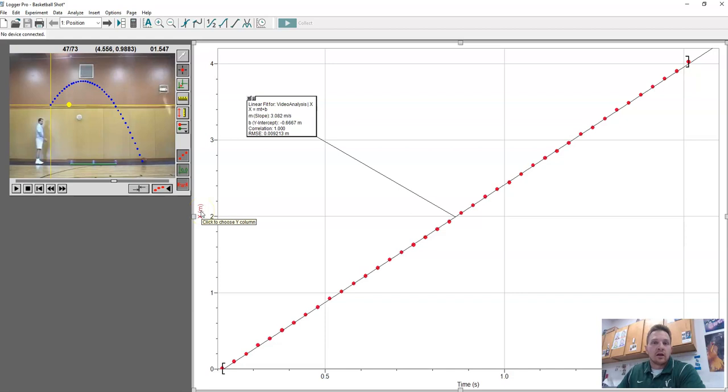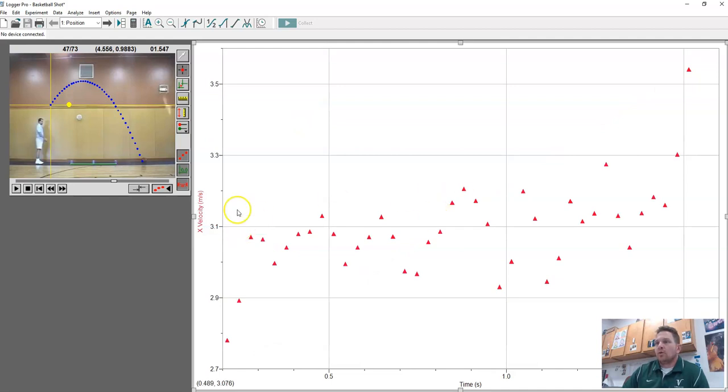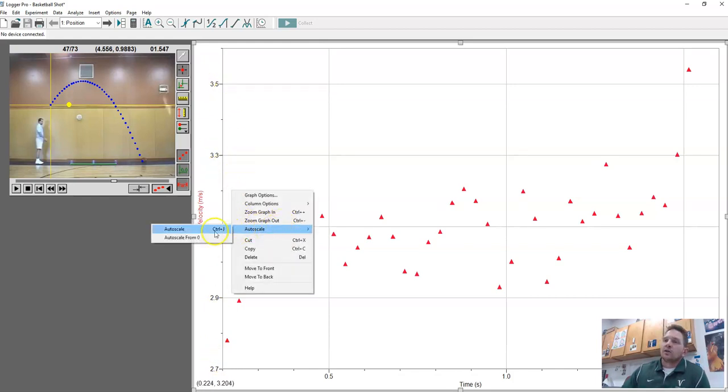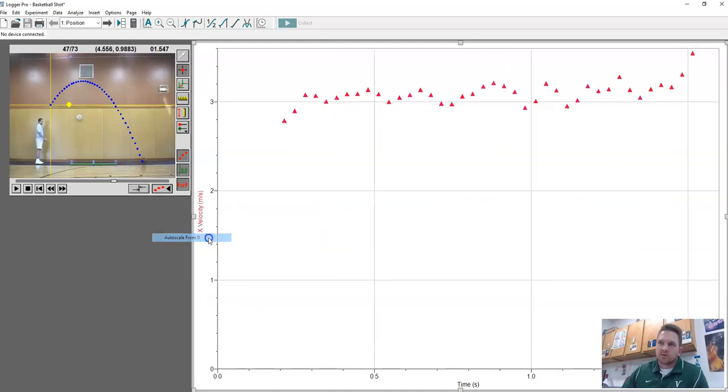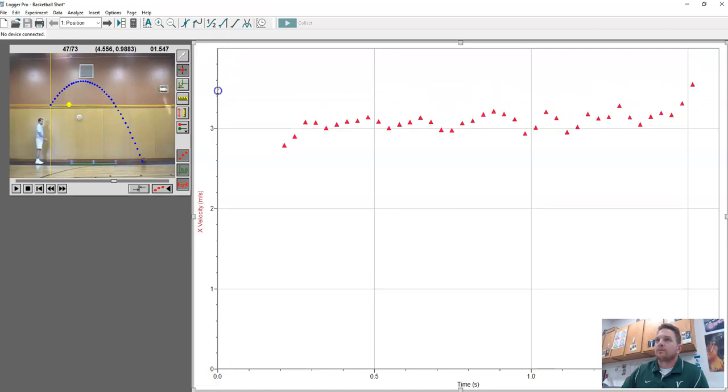All right. So if we looked at the x velocity, if it's a constant velocity graph for the position, then constant velocity should be just a nice flat line. So if I click this and look at x velocity, oh my God, that looks terrible. But look at the scale, right? It goes from 2.7 to 3.5. It's really small. So let's go auto scale from 0. So we're going to make 0, 0 be on the graph. Okay.